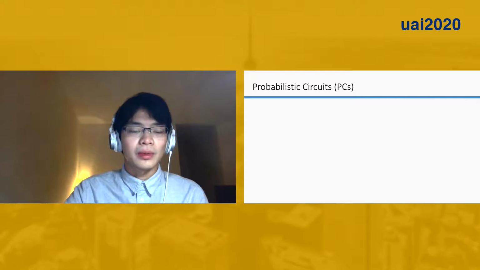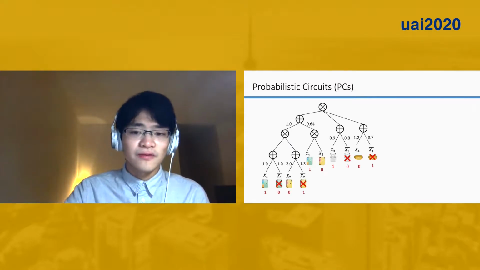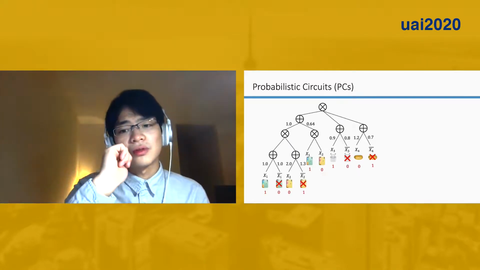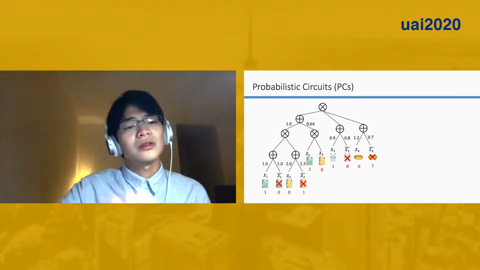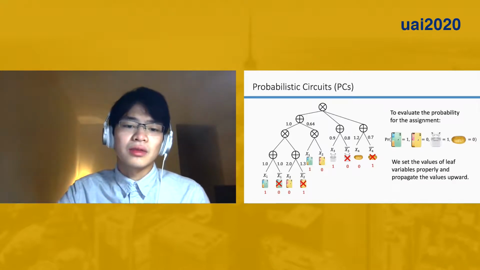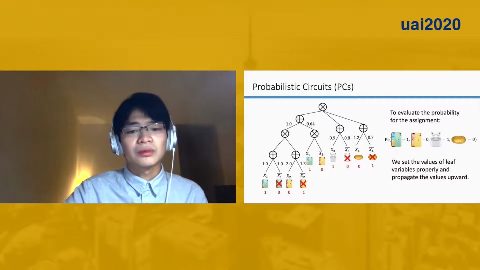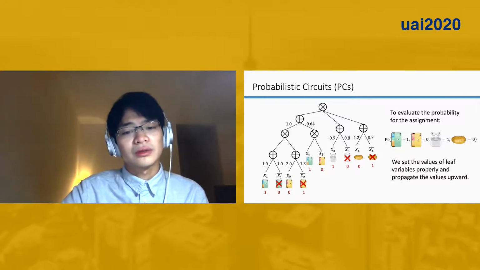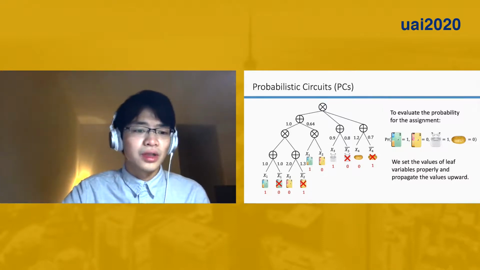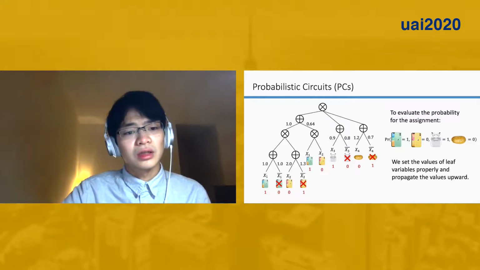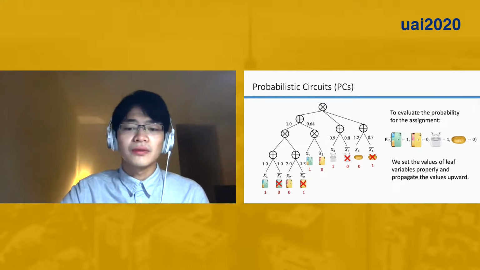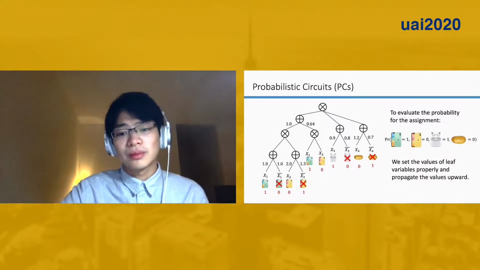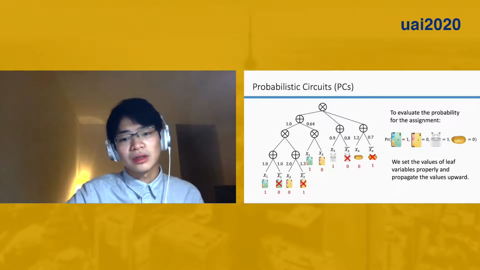Now let's look at probabilistic circuits, PCs. This figure defines the probability distribution over the four items. To evaluate the probability, we set the values of the leaf variables properly and propagate the values upward. For each sum node, we take a weighted sum over its children, and for each product node, we take the product over its children. The probability of the assignment is simply proportional to the output of the circuit.